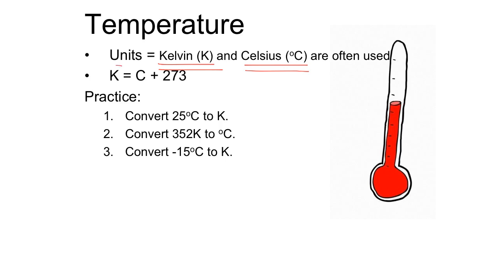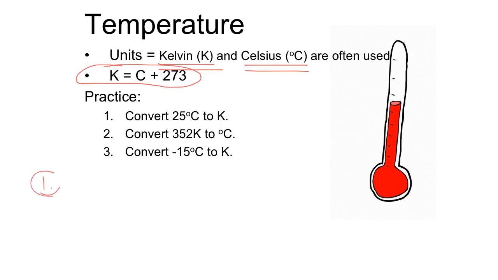Now, on the very back of your reference table, the last formula given there is a conversion between Celsius and Kelvin. It's a very easy conversion. If you have Celsius, you add 273 in order to get the corresponding Kelvin temperature. And if you have Kelvin, you subtract 273 to get the Celsius temperature.